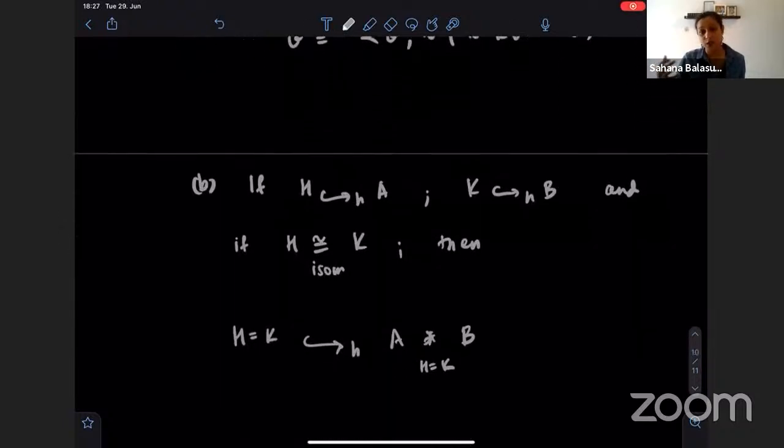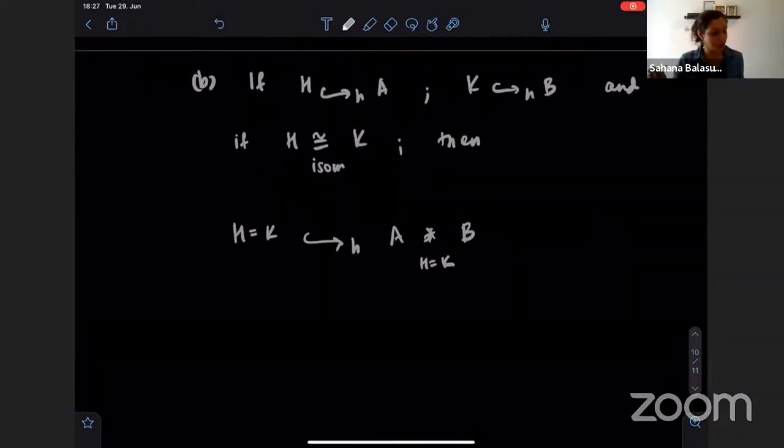And that's what makes them a really nice tool to use when you've got groups that maybe are ascending HNN extensions or look like amalgamated products of something else that you might be able to understand more easily.